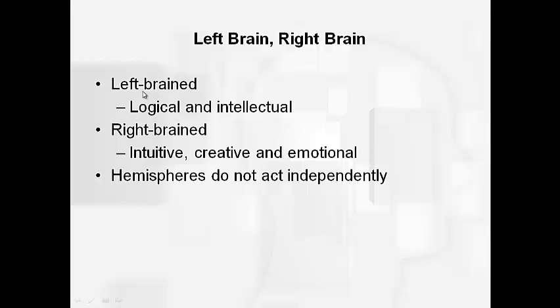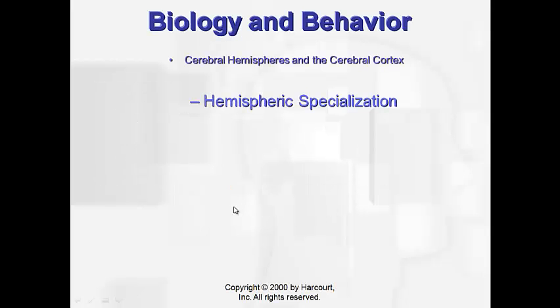Now, some individuals are thought to be using more of their left brain, while other individuals are using more of their right brain. The left brain is more logical and intellectual, while the right brain is more intuitive, creative, and emotional. And in general, the hemispheres do not act independently because, as you remember, they are connected underneath via the corpus callosum.